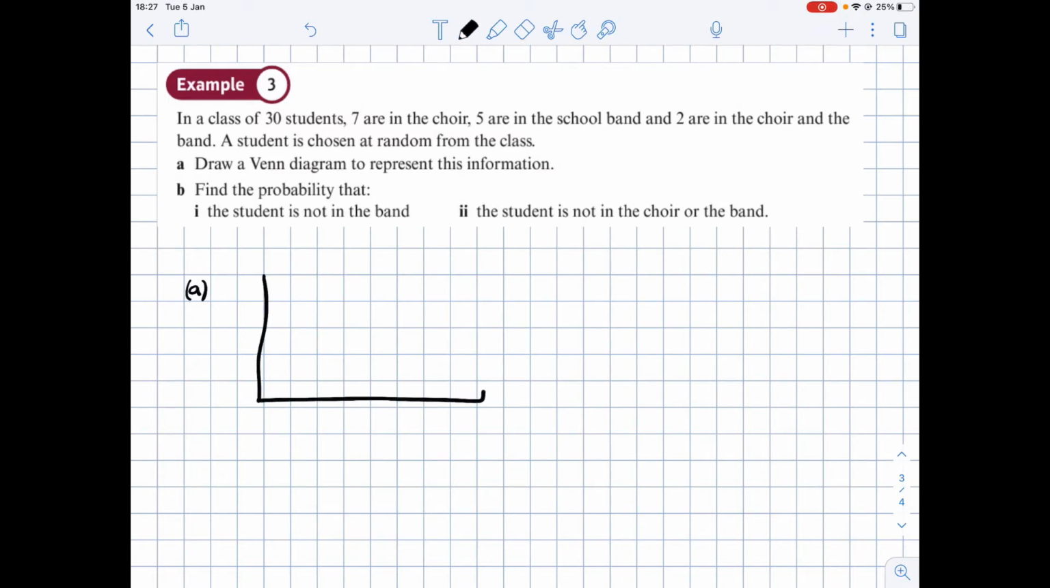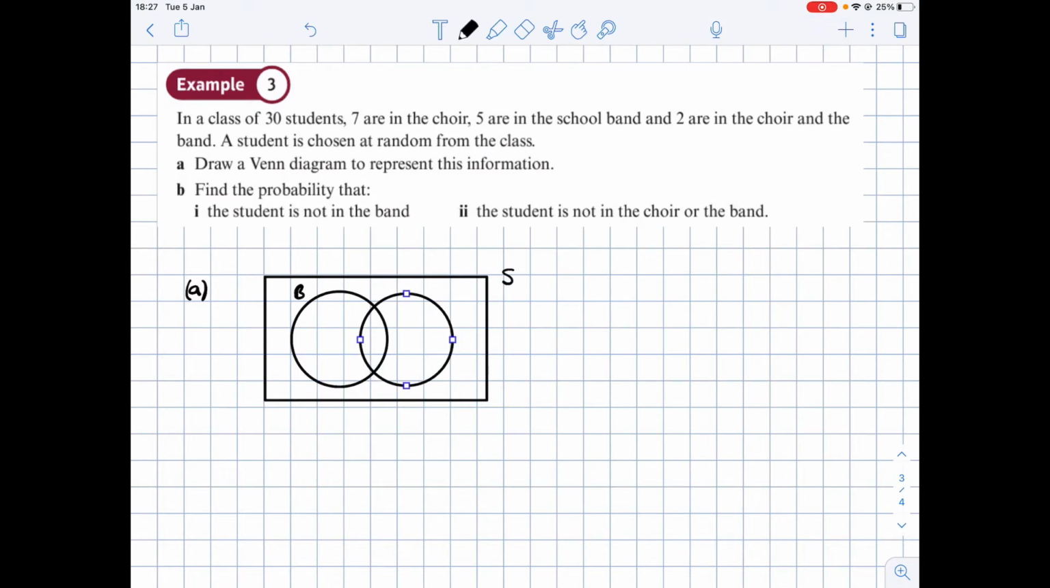So drawing a Venn diagram, we have our sample space, and we can think of this one representing the band, so I'm going to denote a capital B for that, and then another one representing the choir. We're told that 2 are in both. It's always best to try and start at the centre if possible.